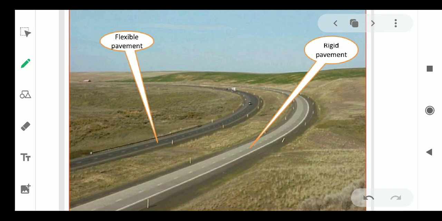Here is another picture of flexible pavement and rigid pavement.